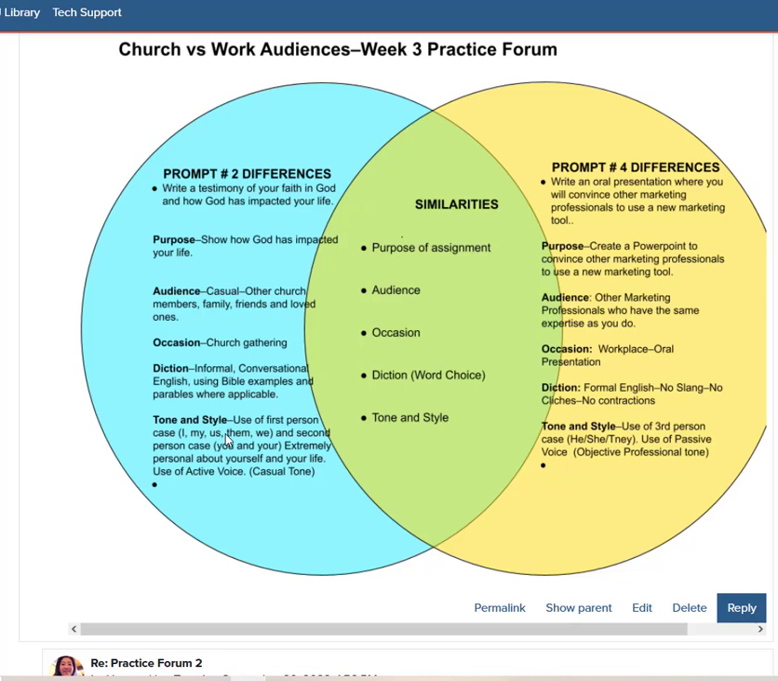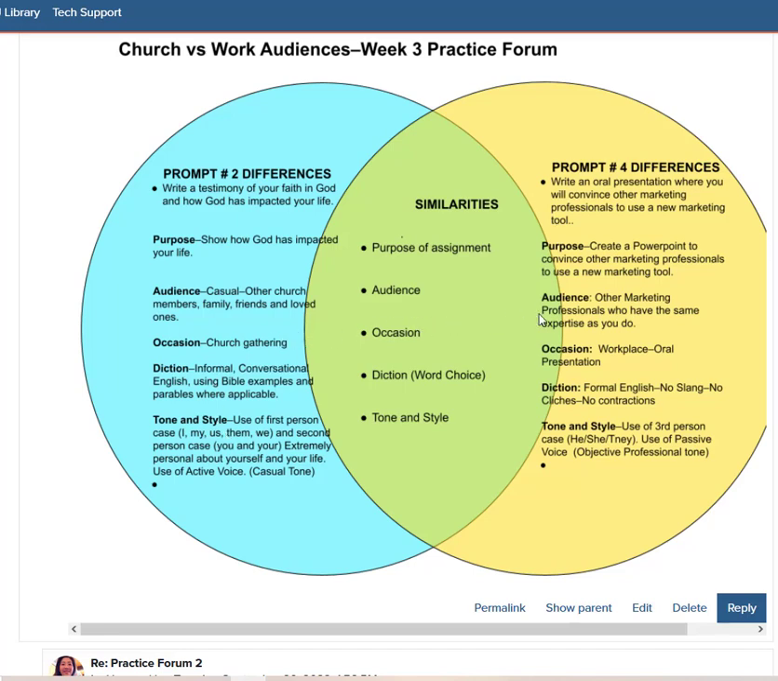So at church, you can use first and second-person case. You can be extremely personal about yourself and your life. Use of active voice and casual tone. So when you are with your friends and family, you can use a more casual tone, conversational English, which is why when you write emails to your friends and family, you can use first and second person case.